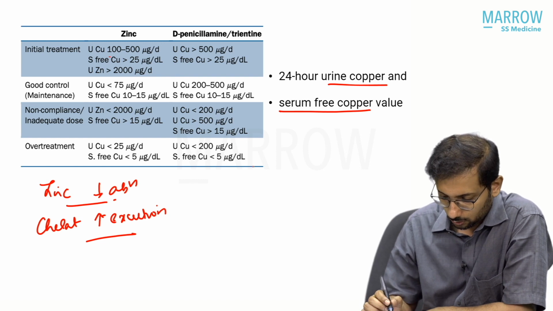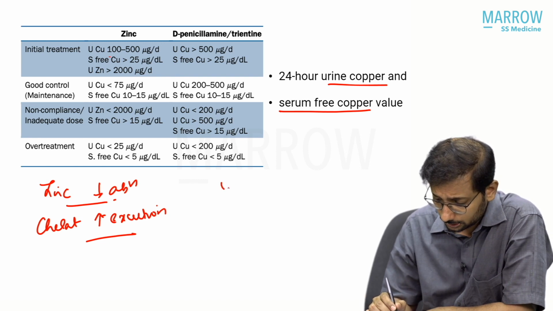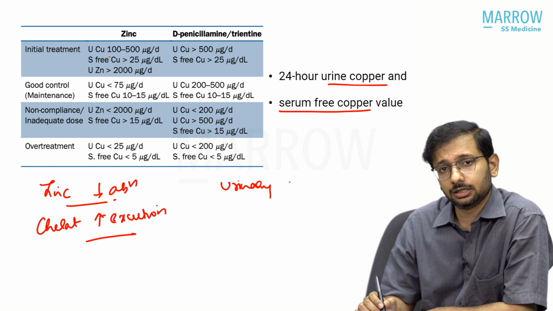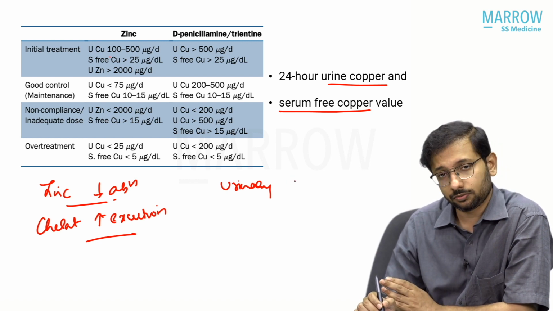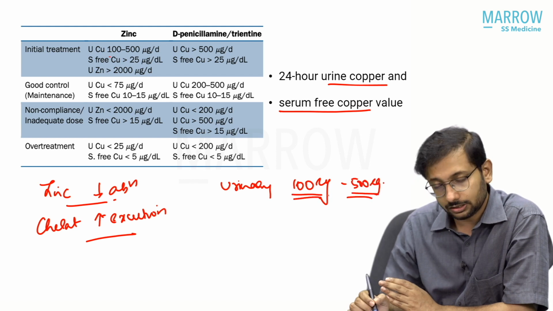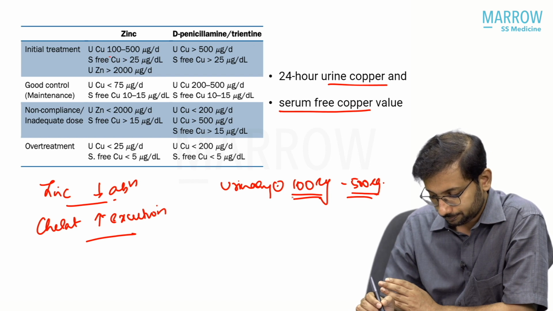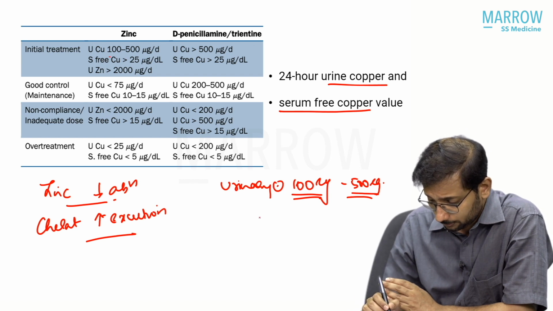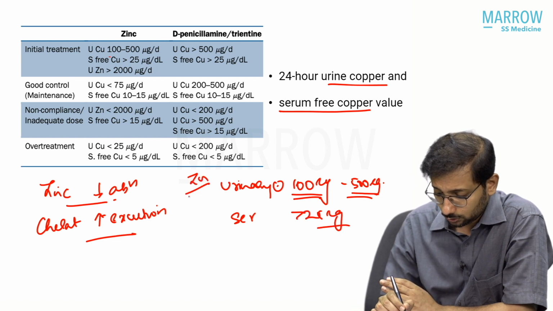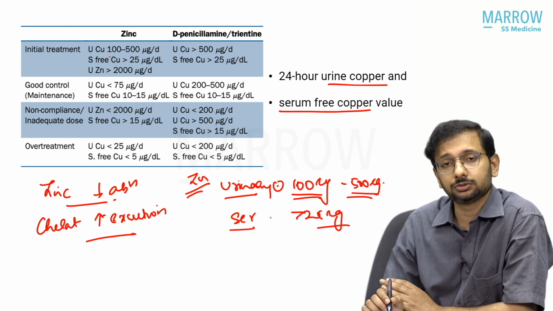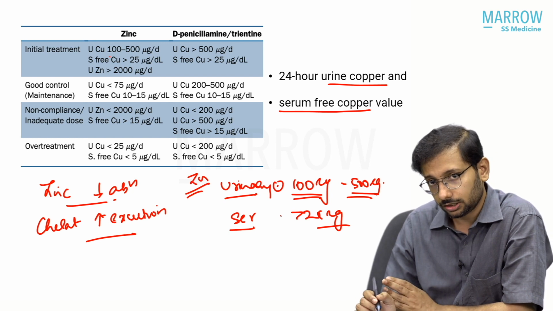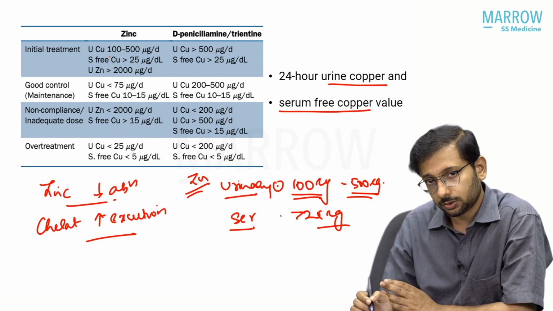So when you give zinc, the urinary copper is almost the same, just like before treatment. At the initiation of zinc, you have a urinary copper of 100 micrograms to 500 micrograms, depending upon the Wilson's disease per se, whereas serum copper will be more than 25. So when you start zinc, this is what's going to happen with respect to urine and serum, almost the same. There will not be a change in urinary copper or serum copper. Urinary copper will be in the range of 100 to 500 and serum copper will be more than 25.